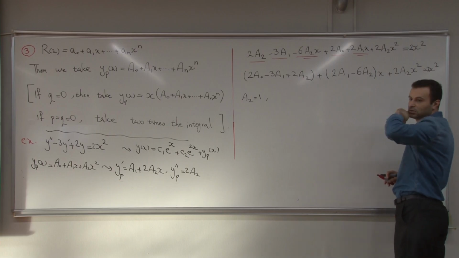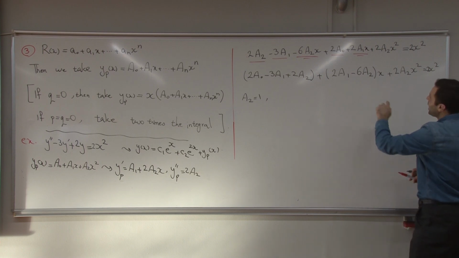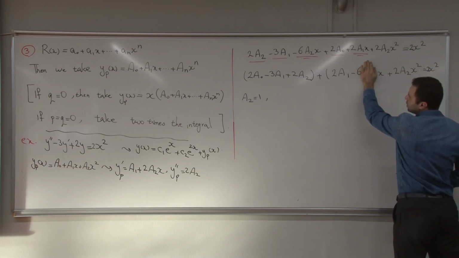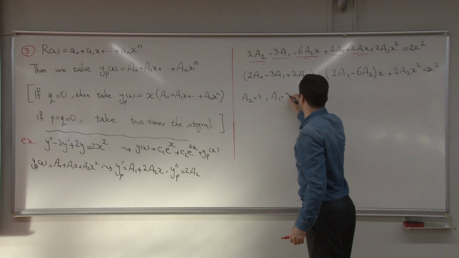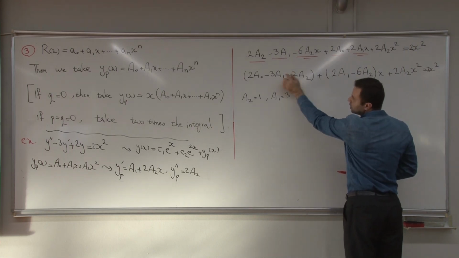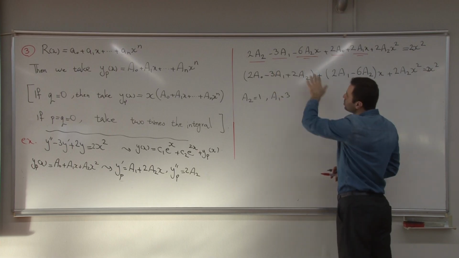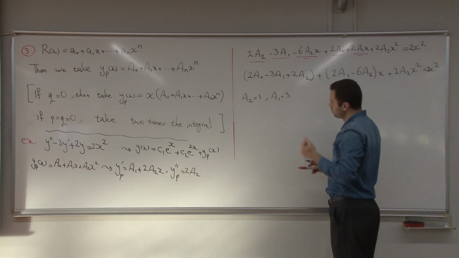So, what is our A1? Wait, A2 is equal to 1. You mean what's our A1? A1 is equal to 1, yes. A2 is equal to 1, sorry. A1 is going to be 3. And if I have this 2 minus 9, which is going to be minus 7. A0 is 7 divided by 2.